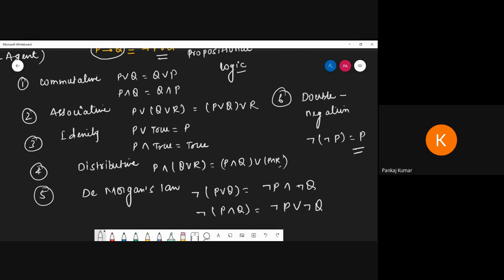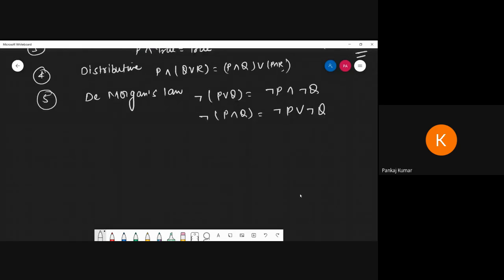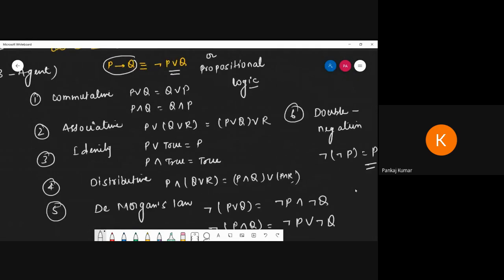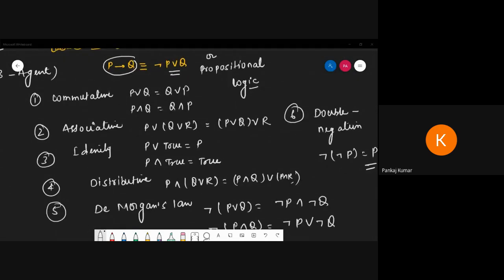So now, what is the limitation? I'm talking about the limitation part. Is it okay for you, everyone? If you think this is important, you can note it down, no problem. So now I'm talking about the limitation of propositional logic. What is the limitation? Now, can you see the formula and the properties?